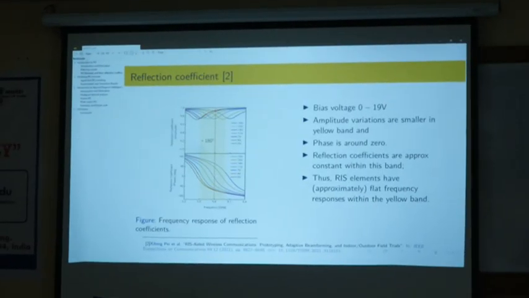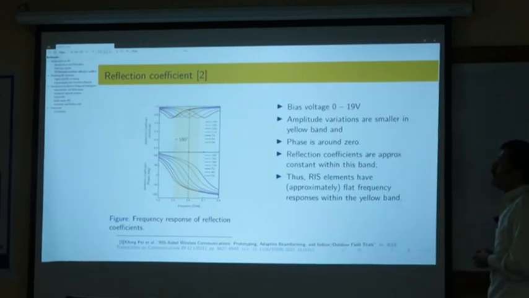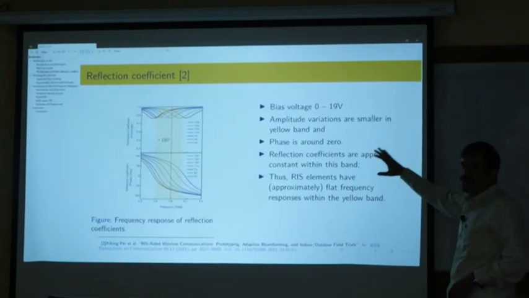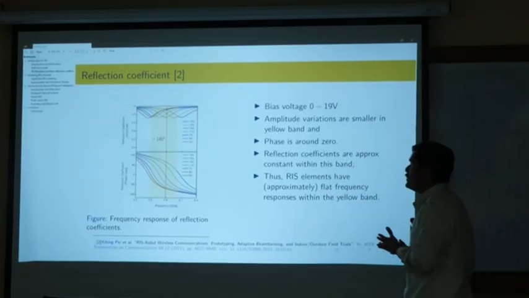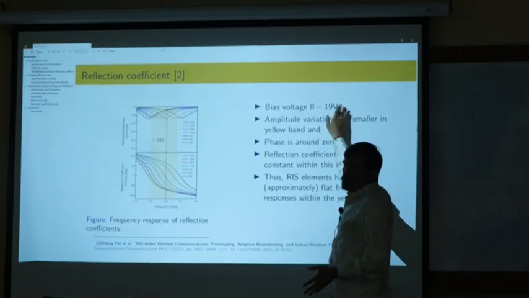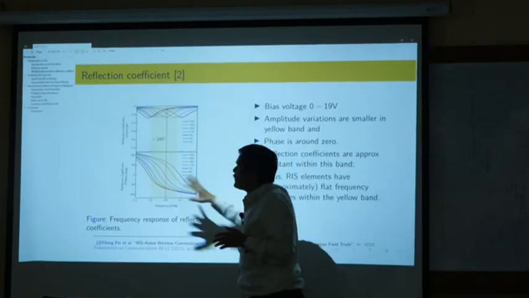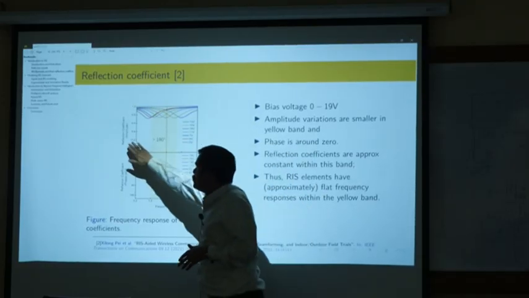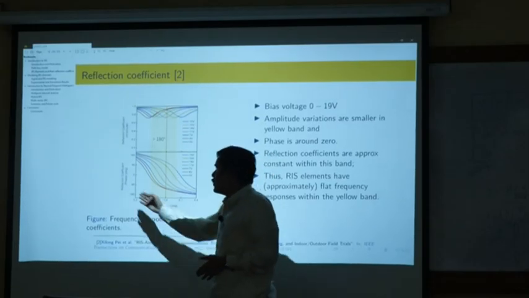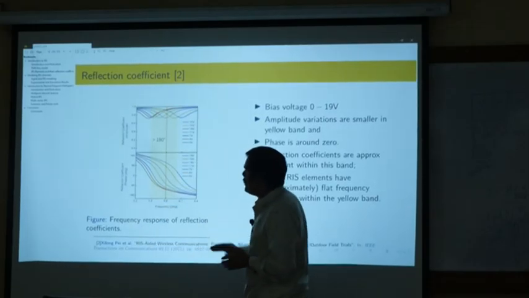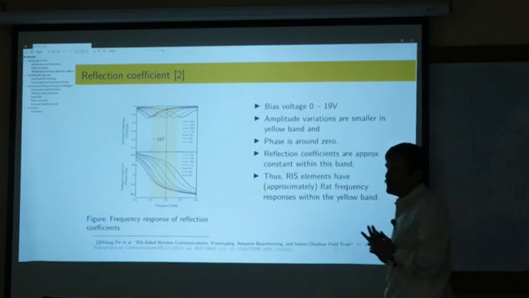Okay. So these are the results from this paper. These are the results for using the varactor diode for elements, so the response of each element. So what does it show? They varied the voltage between 0 and 19 across the varactor diode element, and they saw different characteristics. The top curve shows the reflection coefficient versus frequency, and the bottom shows the reflection coefficient phase versus frequency. So amplitude and phase versus frequency.